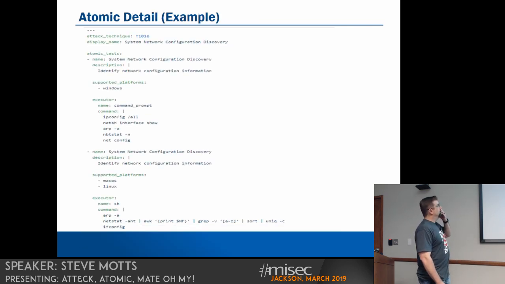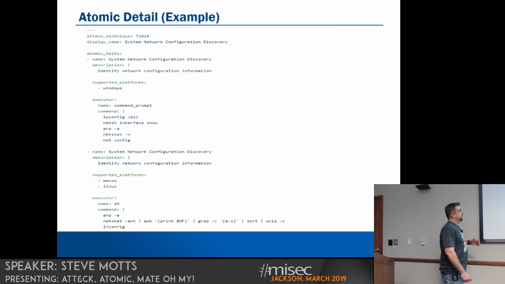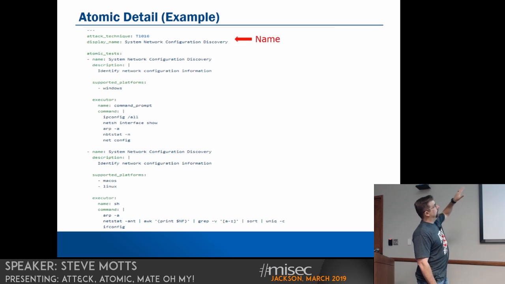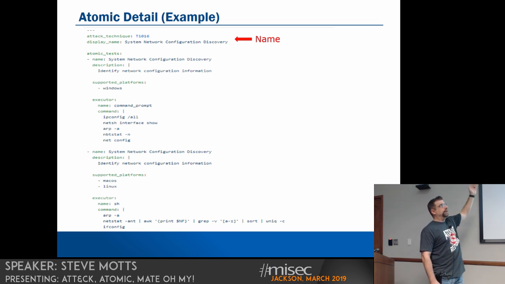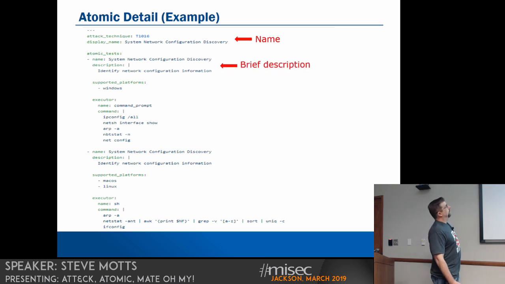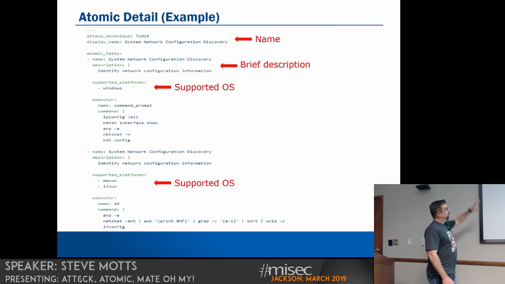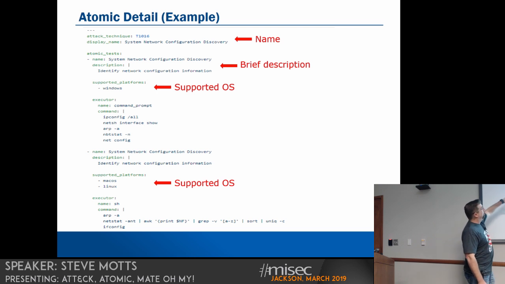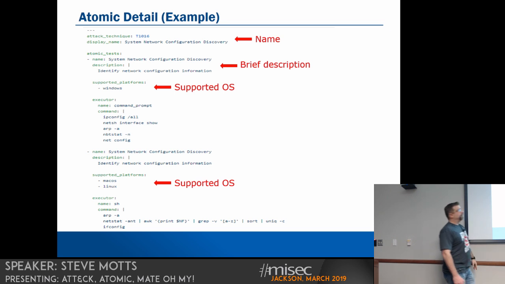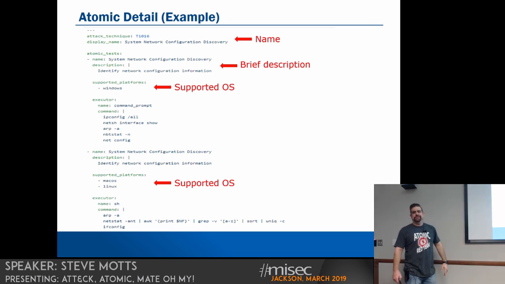So this is T1016 actually. This is what the YAML file looks like. The top is the name, so you know what it does, and the display name, so roughly this, if you go to MITRE T1016, it would tell you that this is System Network Configuration Discovery. Just a brief description, like what's it doing? It's doing some network configuration information. Supported OSs, so this particular T code, if you ran it command line by command line, it would support Windows, Mac, and Linux. Oh, you hate when I move, huh? Sorry.